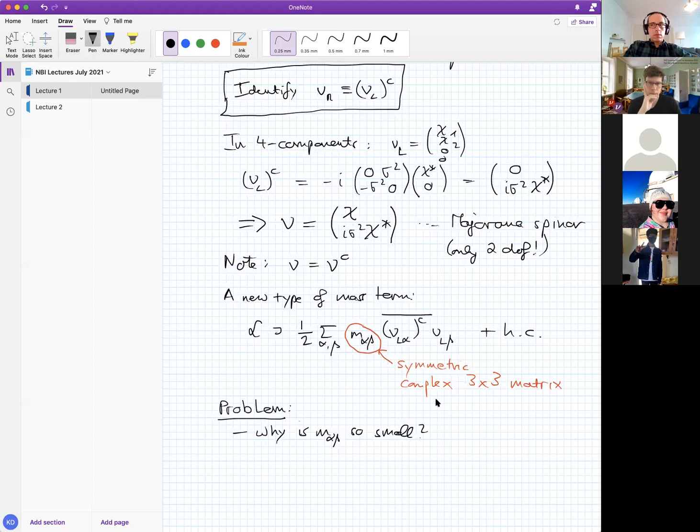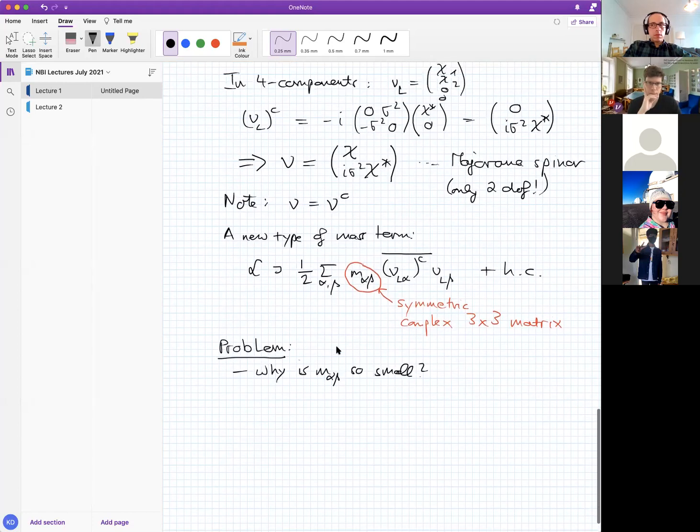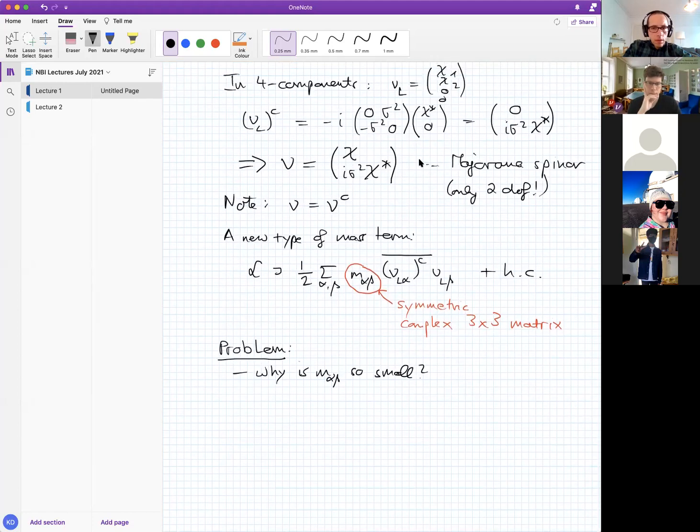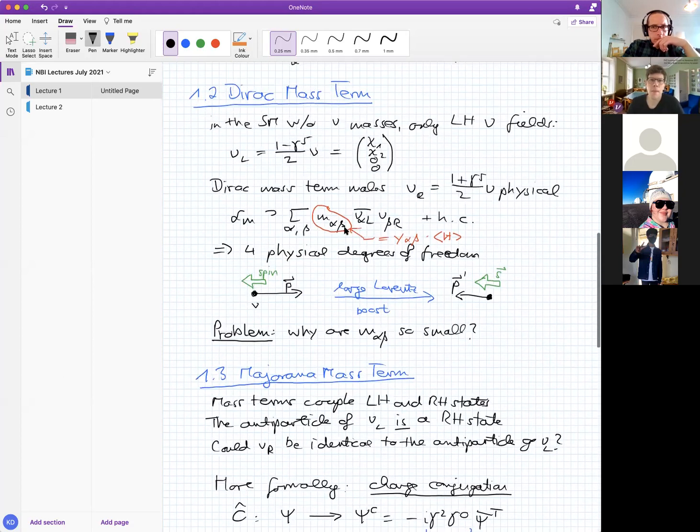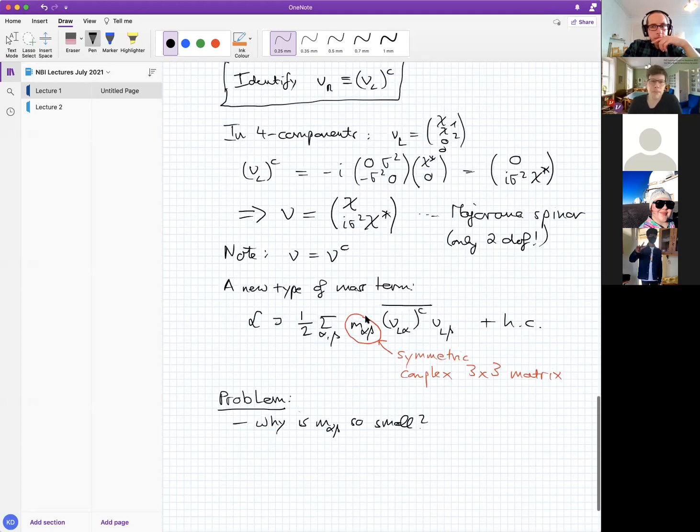And an even more fundamental problem. Does anyone see a more fundamental problem with this type of mass term? Think about, remember up here when we talked about the Dirac mass term, I explained how it can be obtained from an SU2 invariant theory, how it can be obtained from the Higgs. Does anyone see what the problem with this mass term is?